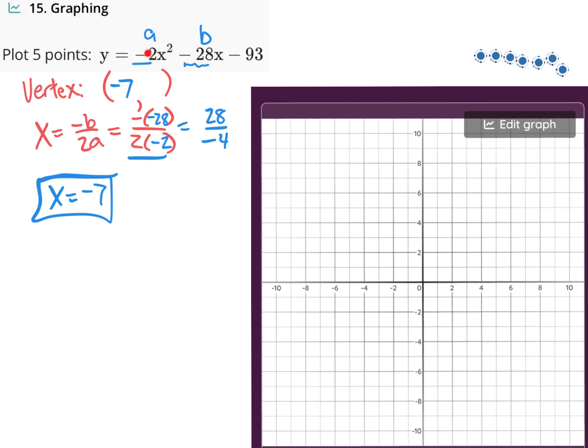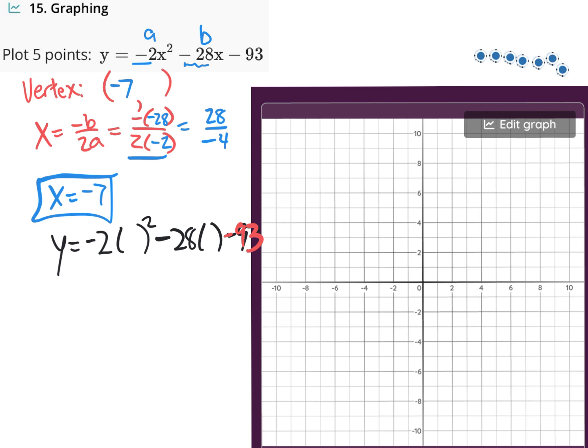Y equals negative 2 x squared minus 28x minus 93. Can't see that 93, I'll put it in red. Minus 93. Anyway, notice that when I said x's, I put parentheses. And there's a square on the x, so I put a square on the parentheses. And then right here, instead of x, I put parentheses, right? So why do I put the parentheses? So I could safely plug in the x value of negative 7.